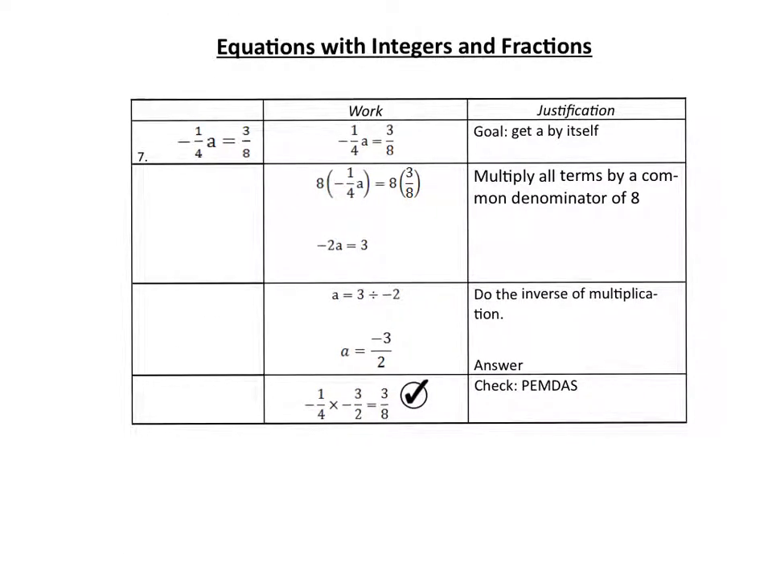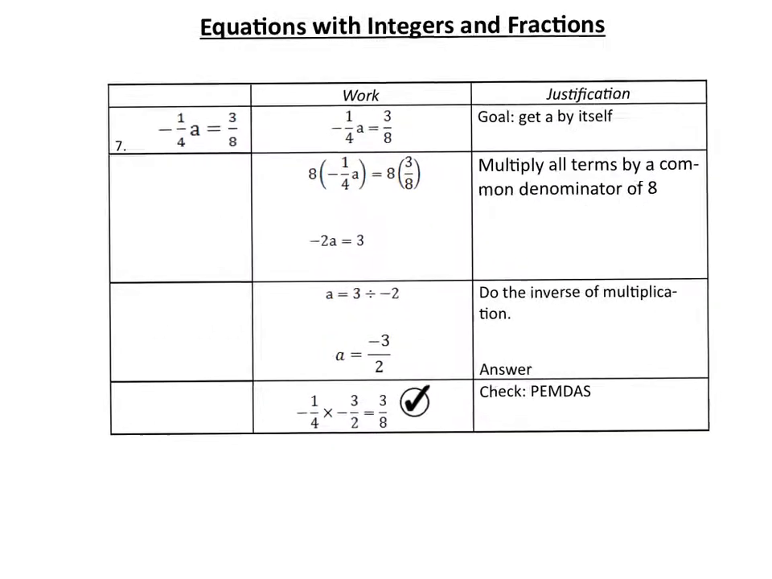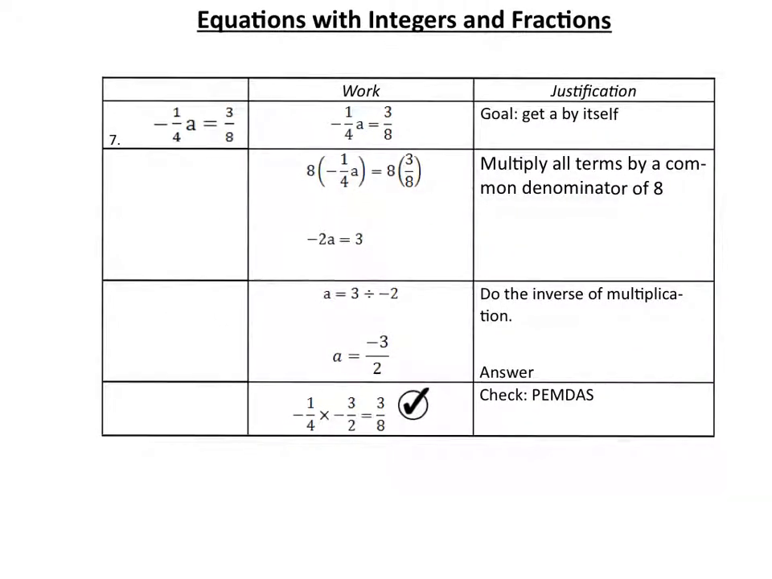Taking a look at example number 7, we have negative 1/4 a equals 3/8. Once again, I have filled in all the work for you, and for this first example, I've given you the justification. It should look pretty similar to the decimal integer justification. Remember that the first column is just the example. You really don't have to include that column, nor do we need the spaces below it. It's mainly the work and justification columns that are the important ones. So this chart should look very similar to what we did with decimals.